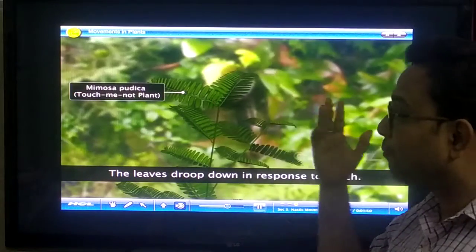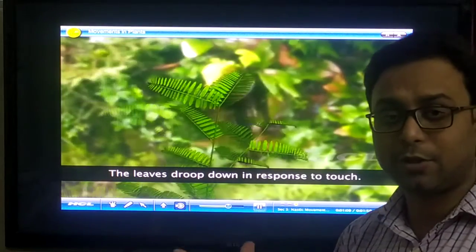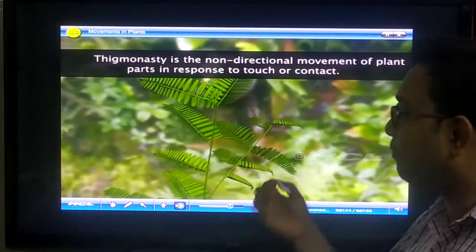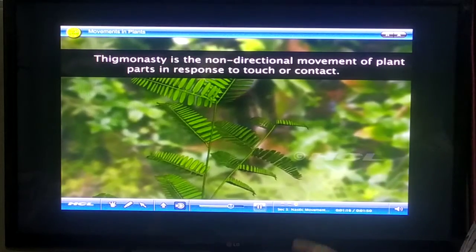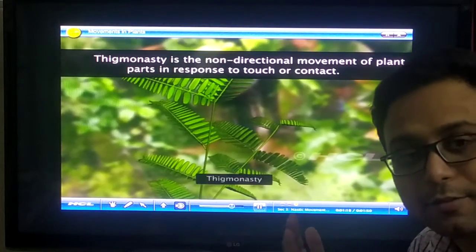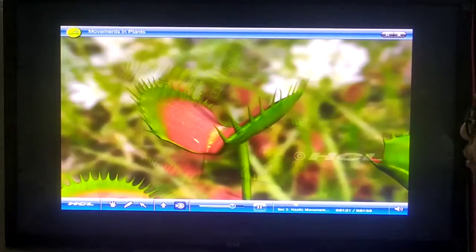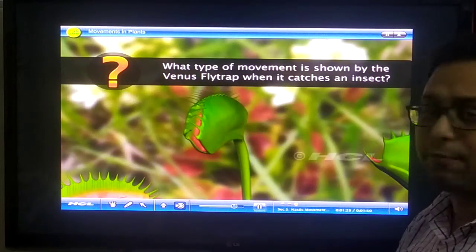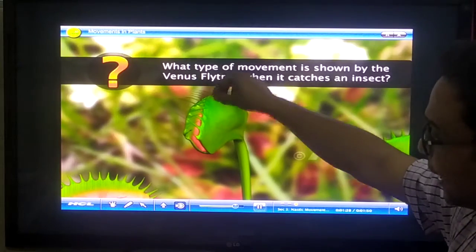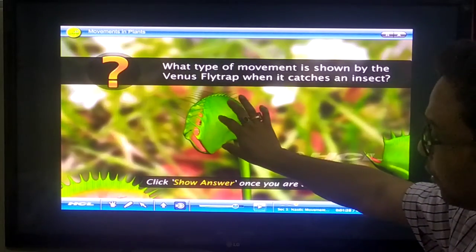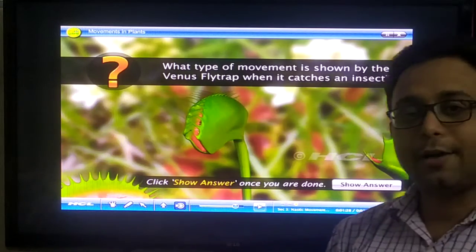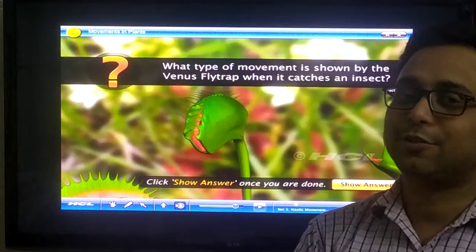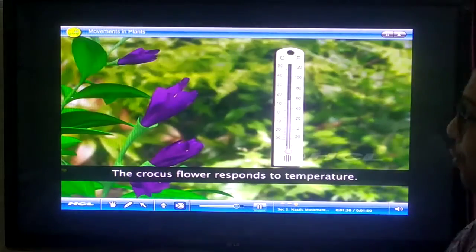But Mimosa pudica, the touch-me-not plant, when we touch the plant, its leaves drop. Why? Touch is the stimulus, so it is called thigmonasty. It also happens in the Venus flytrap: when insects touch that particular part, the leaves close, right? So here touch is the stimulus, so it is thigmonasty.